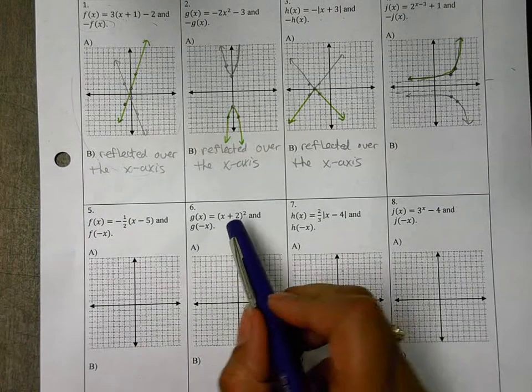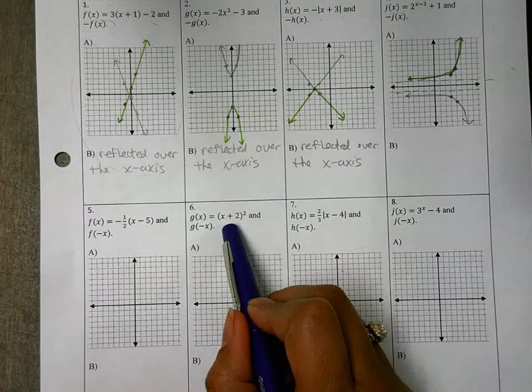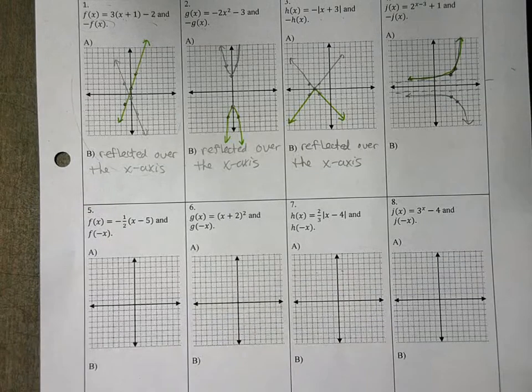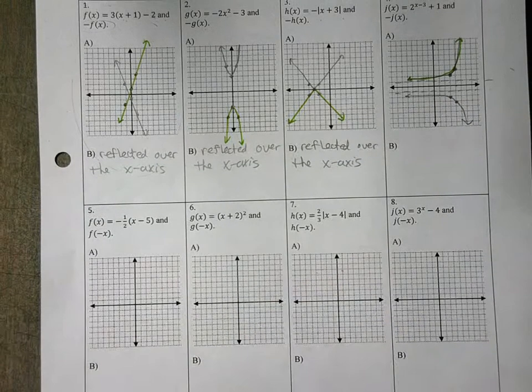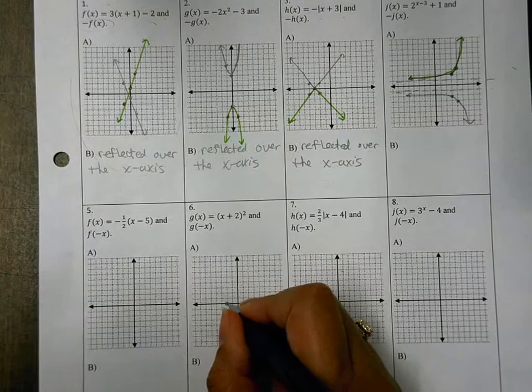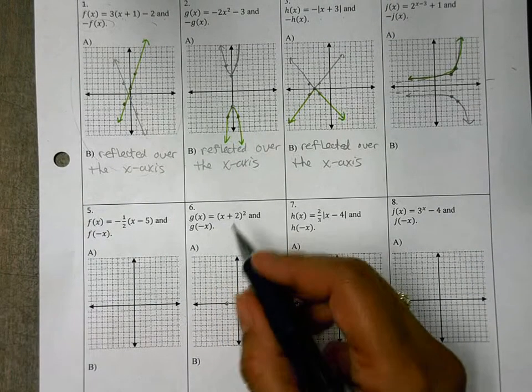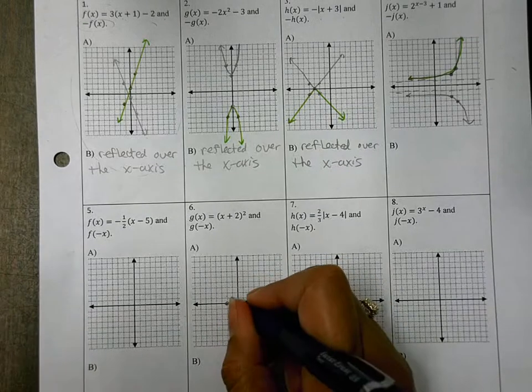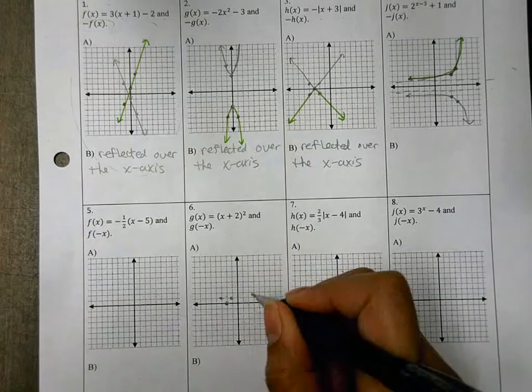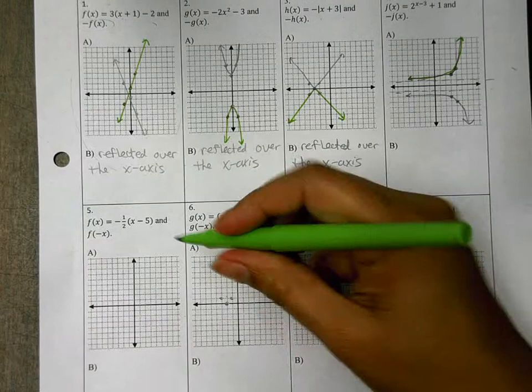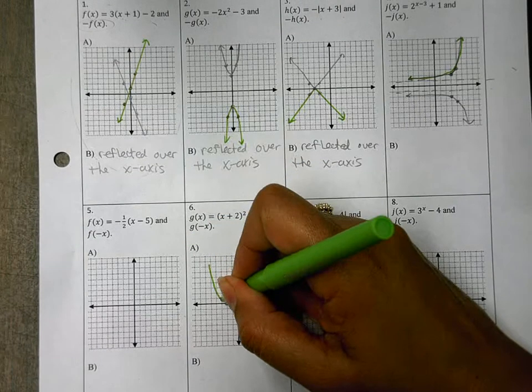Okay, here, you're going to go left 2 and no up or down movement. So let's do that. Left 2, no up or down movement. And it is a parabola. It's opening up because it's positive, and that number in the front's 1, so up 1 over 1, up 1 over 1, and make your U shape.